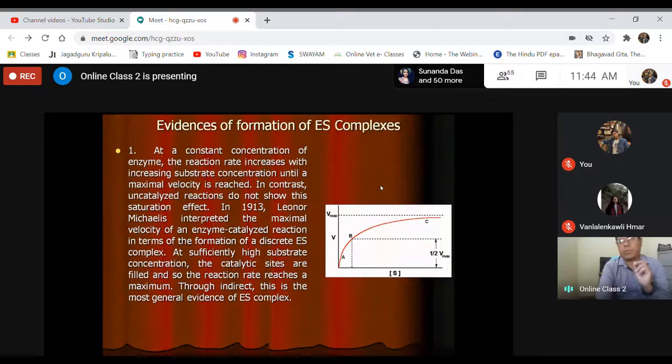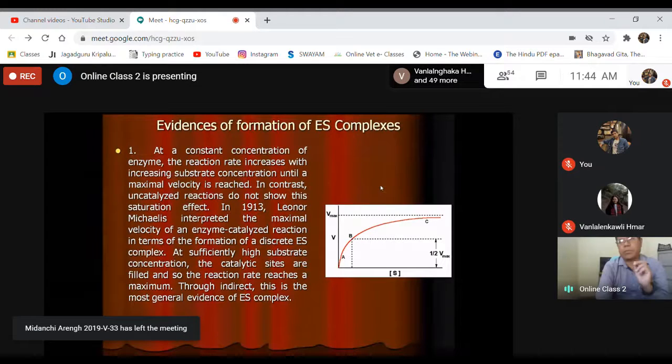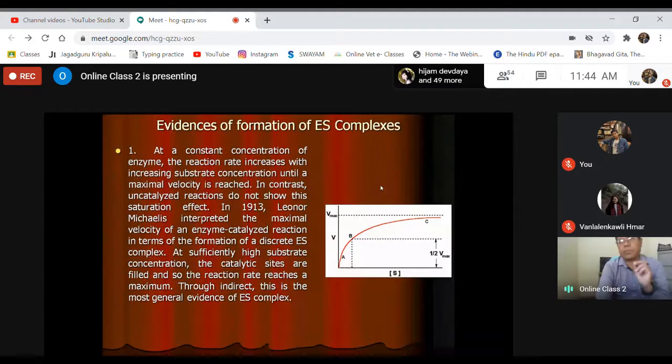So there are some evidences which suggest the formation of the enzyme substrate complex. In the previous slide, I mentioned that for any enzyme to catalyze a reaction, the formation of the enzyme substrate complex is required. Since we are studying science, we should have some evidence to show that what we propose is correct. That is, there should be evidence to show that the enzyme combines with the substrate to form the enzyme substrate complex.